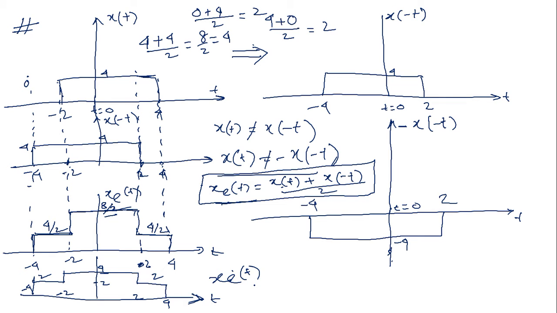Next I am going to estimate the x odd of t. So once again I am redrawing the x of t, that is minus 2 to 4.